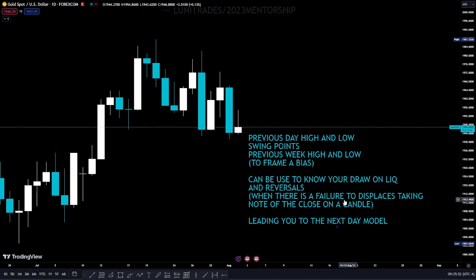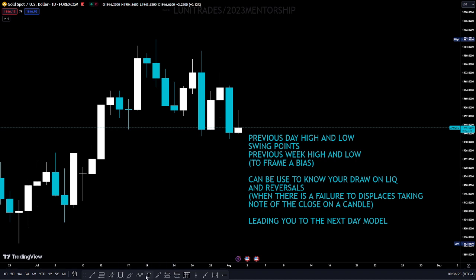Now, when there is a failure to displace, take note of the close on a candle. You understand? If there's a failure to displace, that will give you your reversals. Take note of the close on a candle. I will be explaining that on the chart, leading you to the next day model. So what am I saying?